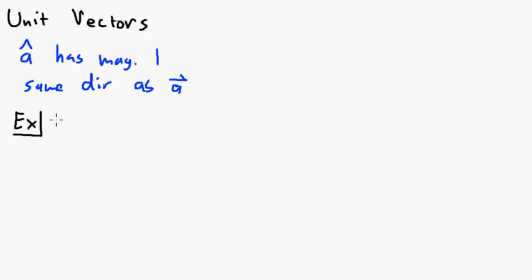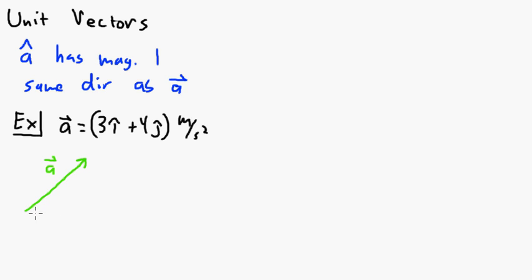So to make this clear, let me show you an example. Let's just say we have our vector A, and that is 3 i hat plus 4 j hat, and that is in meters per second squared. So that's a vector about like that. There's 1, 2, 3 i hats, and then 1, 2, 3, 4 j hats, something like that. And so we want to scale this A vector down into an A hat.